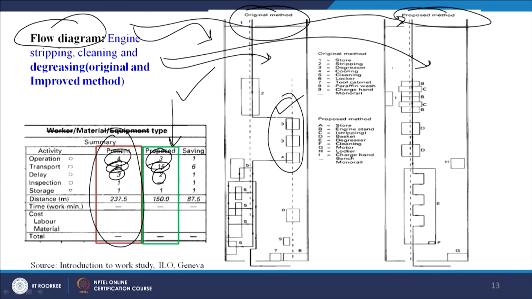So the basic idea to understand is how a flow diagram would look like, and this is the depiction of the flow diagram, the current and the improved method, and we can compare the two using this type of comparative table, and this you can see is a material type of comparison. So here we are checking the movement of the material. So this is one example of flow diagrams, and this can help us to design the layout in the most efficient and effective manner.